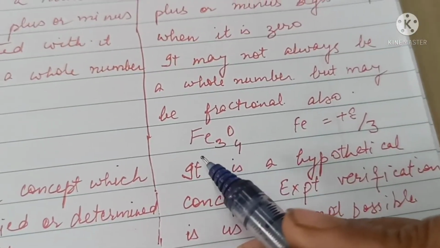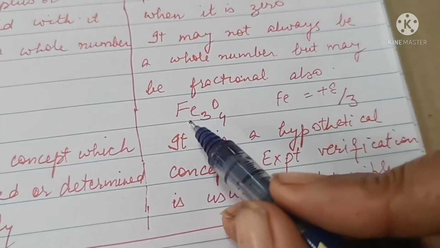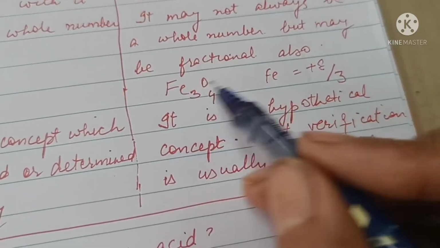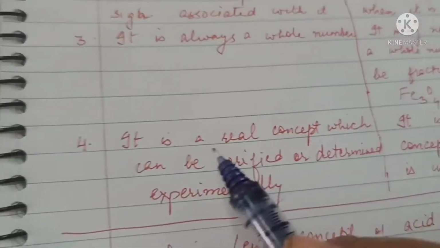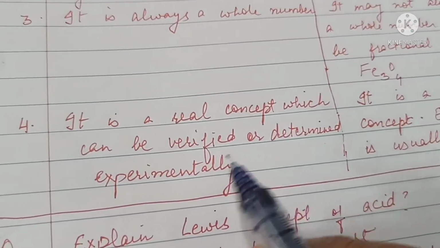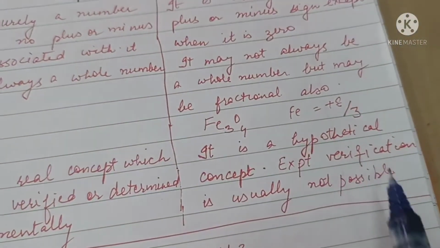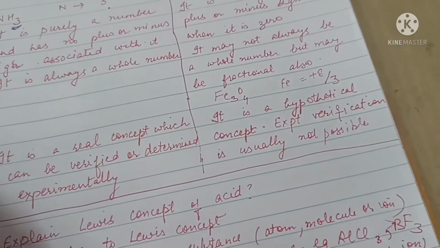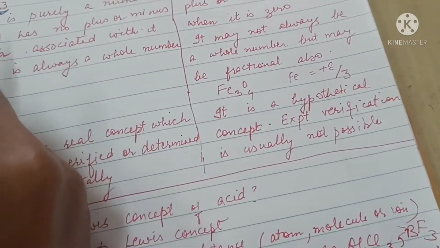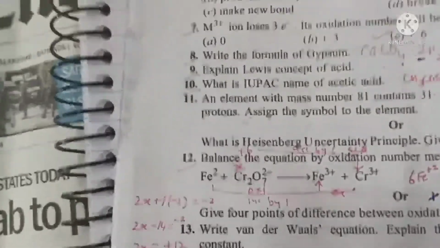For example, in iron oxide, iron has oxidation number +8/3. Valency is a real concept which can be verified or determined experimentally. Oxidation number is a hypothetical, imagined concept, and its experimental verification is not possible.